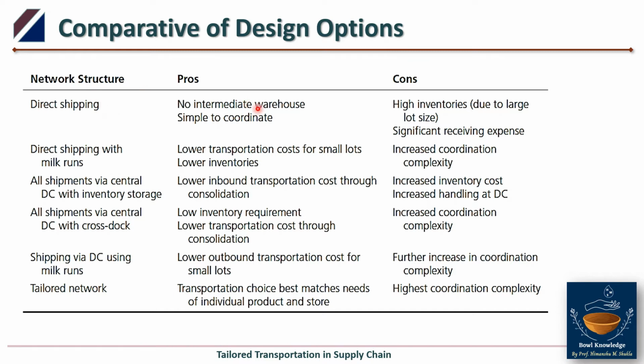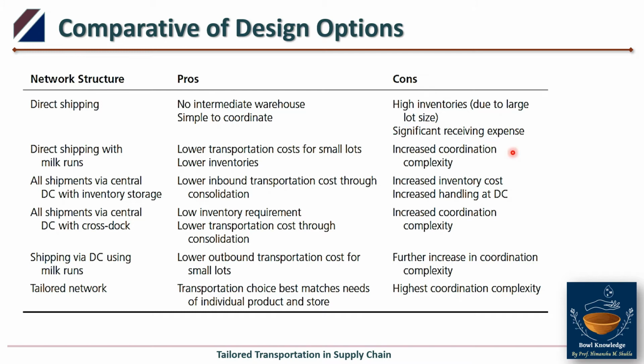So what are the pros? No intermediate warehouse, so no cost of warehousing is there, and it is simple to coordinate. But what are the cons? There are high inventories due to lot size. So all the inventory is to be stored at either my location or the buyer location.